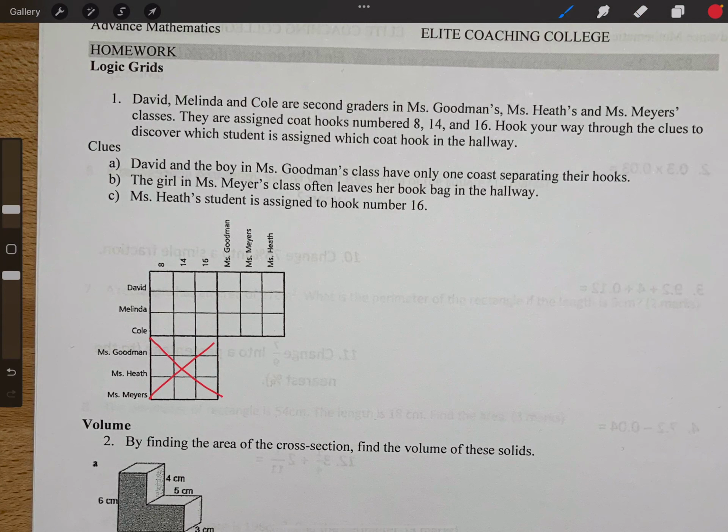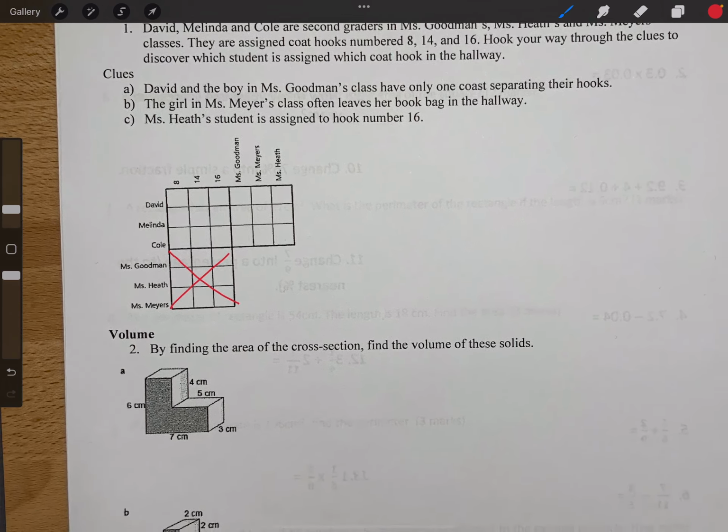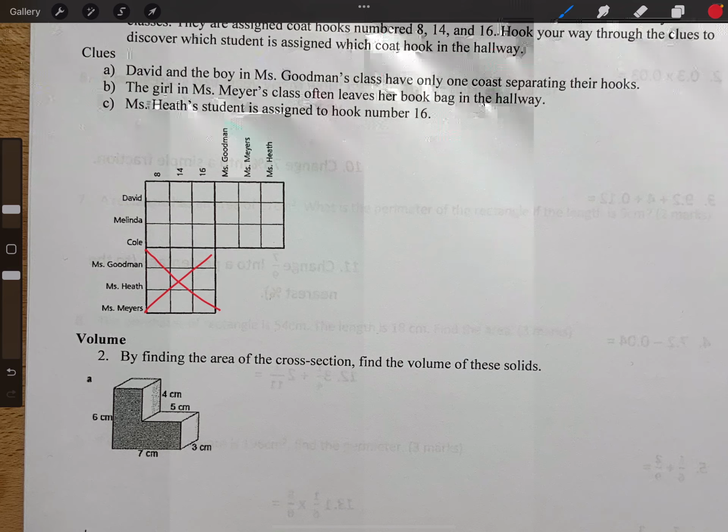David, Melinda and Cole are second graders in Miss Goodman's, Miss Heath and Miss Myers classes. They are assigned coat hooks numbered 8, 14 and 16. Hook your way through the clues to discover which student is assigned which coat hook in the hallway. Okay, so the clues. In clue A, you have David and the boy in Miss Goodman's class.